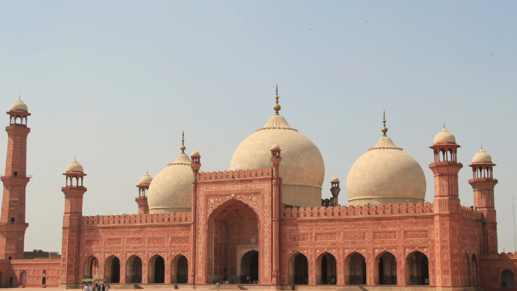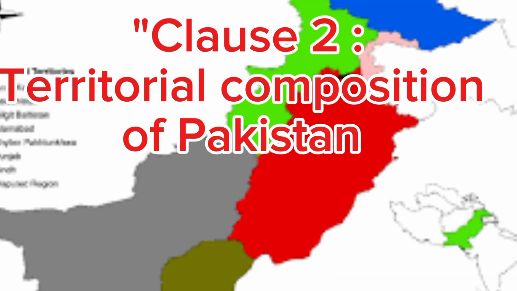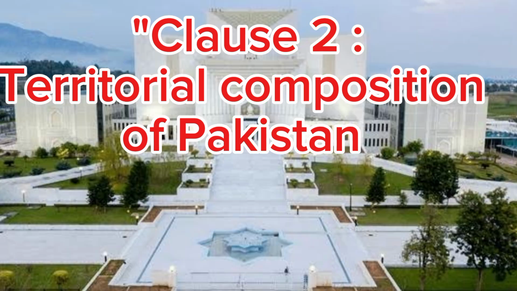Let's move to Clause 2. This part of Article 1 spells out the territorial composition of Pakistan. Pakistan's territories include the four provinces: Balochistan, Punjab, Sindh, Khyber Pakhtunkhwa, and the Islamabad Capital Territory, and Federally Administered Tribal Areas or FATA, which were merged with Khyber Pakhtunkhwa in 2018 through the 25th Constitutional Amendment.